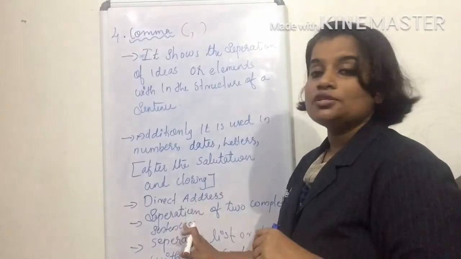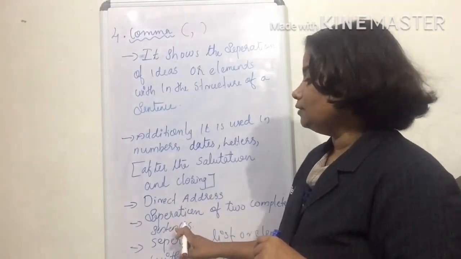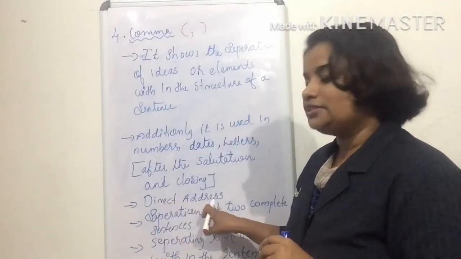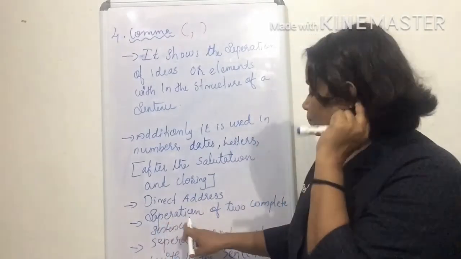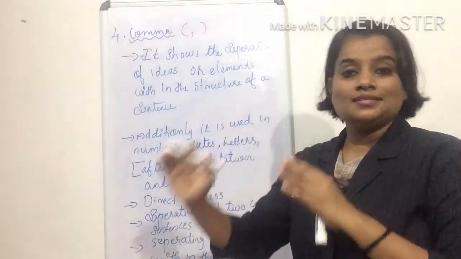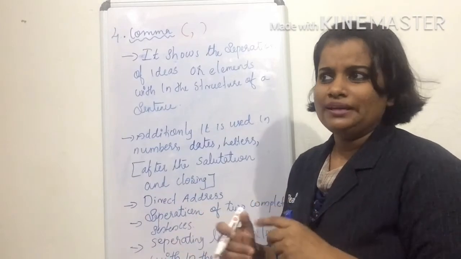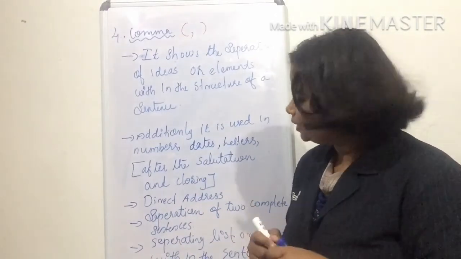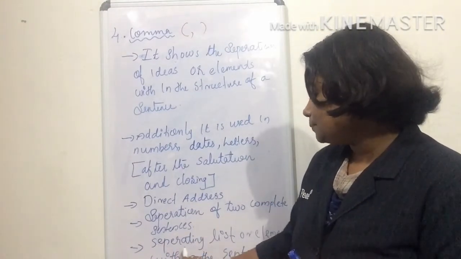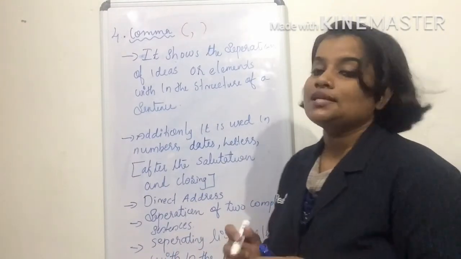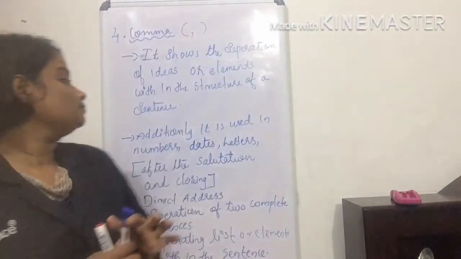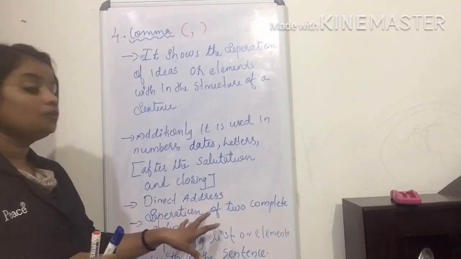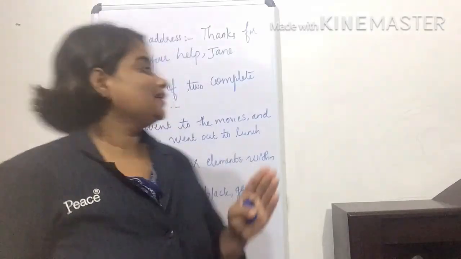We have three cases to use the comma in different ways. Okay, so the first one is direct address. The second one is separation of two complete sentences. How? Because mainly in the clauses we are using a comma to separate the statements. The third one is separating lists or elements within the sentence. These are the three cases in which we normally use commas. Let us see the cases.